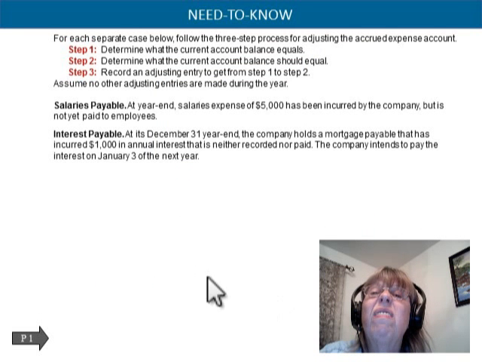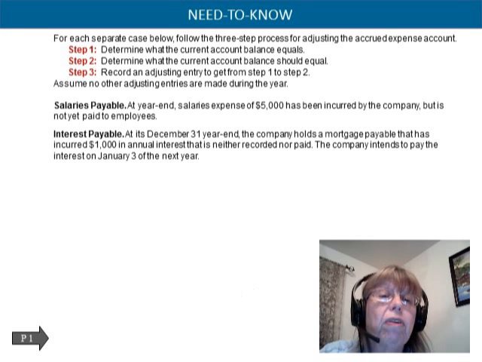They talk about adjusting the accrued expense account: determine what the current account balance equals, determine what it should equal, and then record the adjusting entry. So these are things like payables, things like interest payable that's building up as time goes by, and you're not going to pay it until it's actually due, but it's still accruing as we're going along. Salaries payable is a classic example that they give you, where somebody gets paid on January 4th, but they've earned their salary up till December 31st.